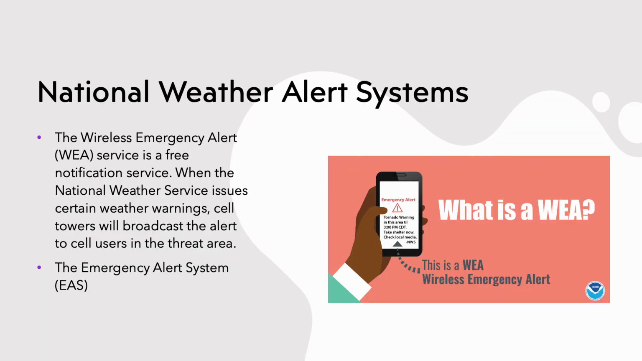So now, shifting gears into some of the weather alert systems. We have the wireless emergency alert system, which is just the notifications that we get on our phone when the National Weather Service issues a weather warning. The cell towers are then pinged and broadcast an alert to all of the phones within that immediate alert area.